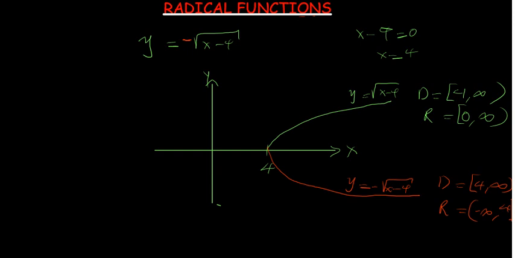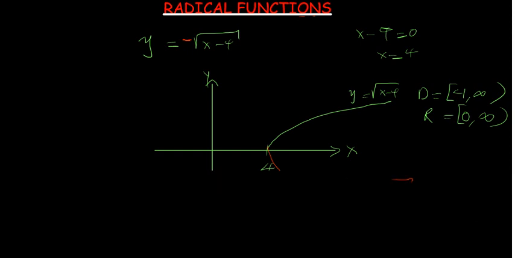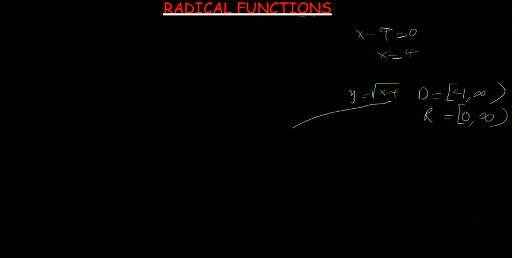Okay, let's look at another thing. Okay, so it is positive 4 because we are equating what was inside the root to 0. So it was root of x minus 4. So we equate this to 0. That is x minus 4 is equal to 0. So that gave us x to be equal to positive 4. So it is at positive 4 where we are starting.